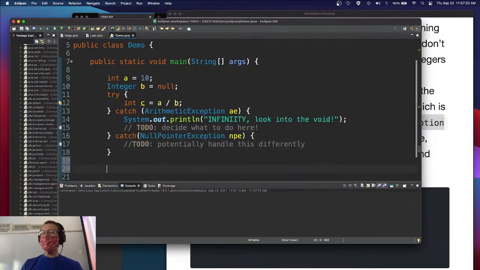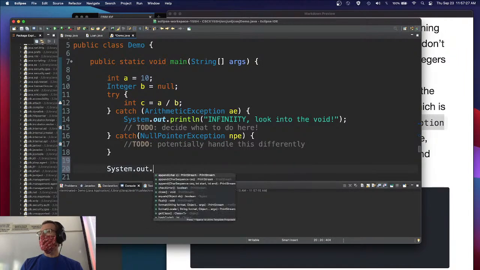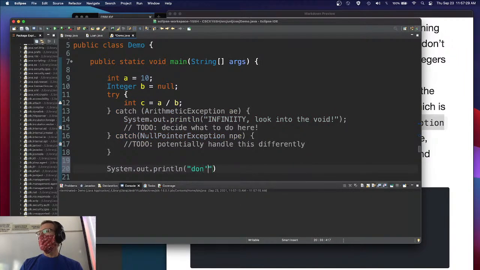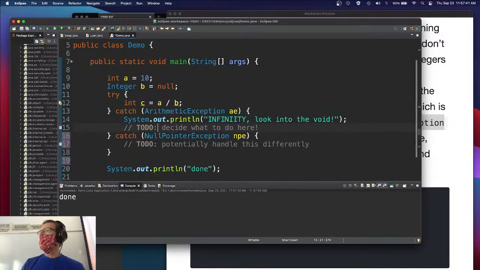Let me go ahead and show you that in fact it continues unabated. println done. There we go. And it will print done here because you tried this dangerous operation of dividing by something that's null. Oops. Oh, there we go. It went gray for some reason. Anyway, you tried this dangerous thing. It resulted in a null pointer exception. You chose not to do anything about it, and it continued right after that. Right? Okay.